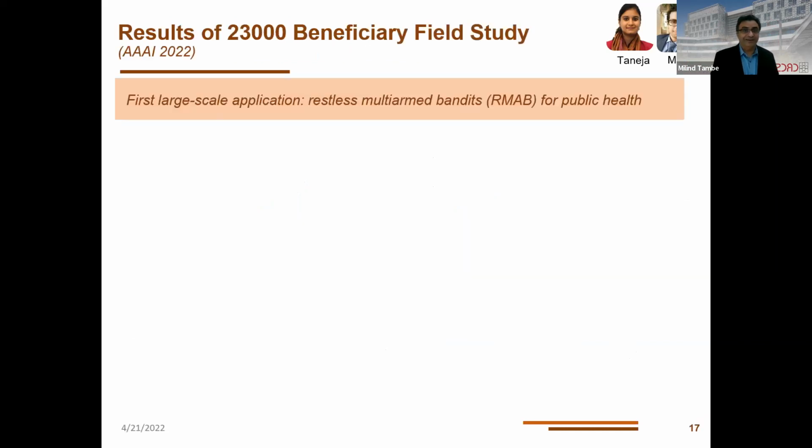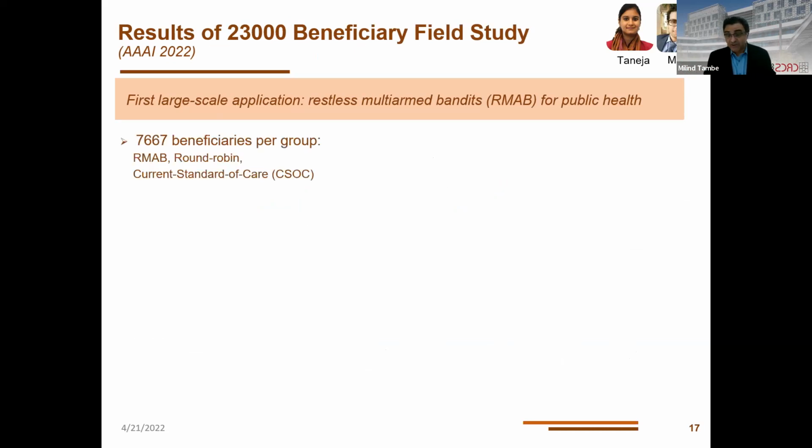Okay, so having computed Whittle indices and selected mothers, we ran this field study of 23,000 mothers. This is the first large-scale application of restless bandits for public health. We divided the mothers into 3 groups, 7,667 per group. One was a restless bandit group, one was a round-robin group, and one was the current standard of care group, where no call was going out. This is the current standard of care. In the restless bandit group, we pulled 225 arms per week for 7 weeks. We gave service calls to 225 mothers based on the Whittle indices that we had calculated.